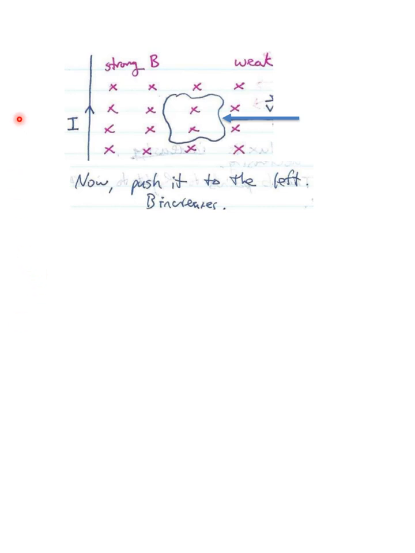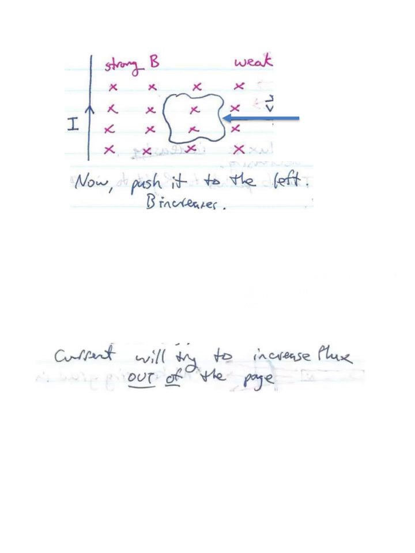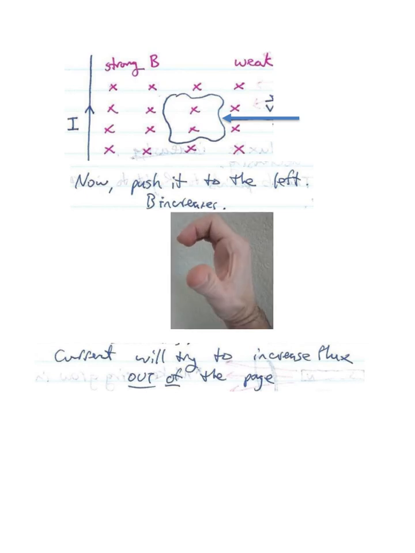Now we can do the same example. Now move the loop back towards the wire, and here we're moving it into a stronger magnetic field. So I consider the magnetic field going into the page, but now it's increasing. And so I'm going to take my thumb and point it out of the page to try to push back against that increase. And so we get the induced current going counterclockwise.